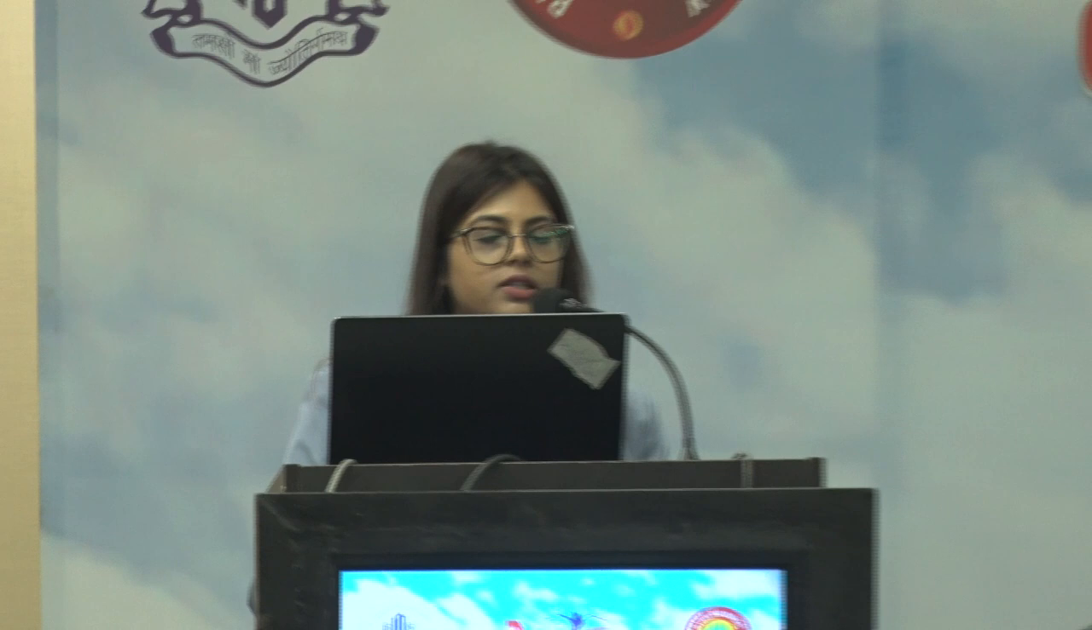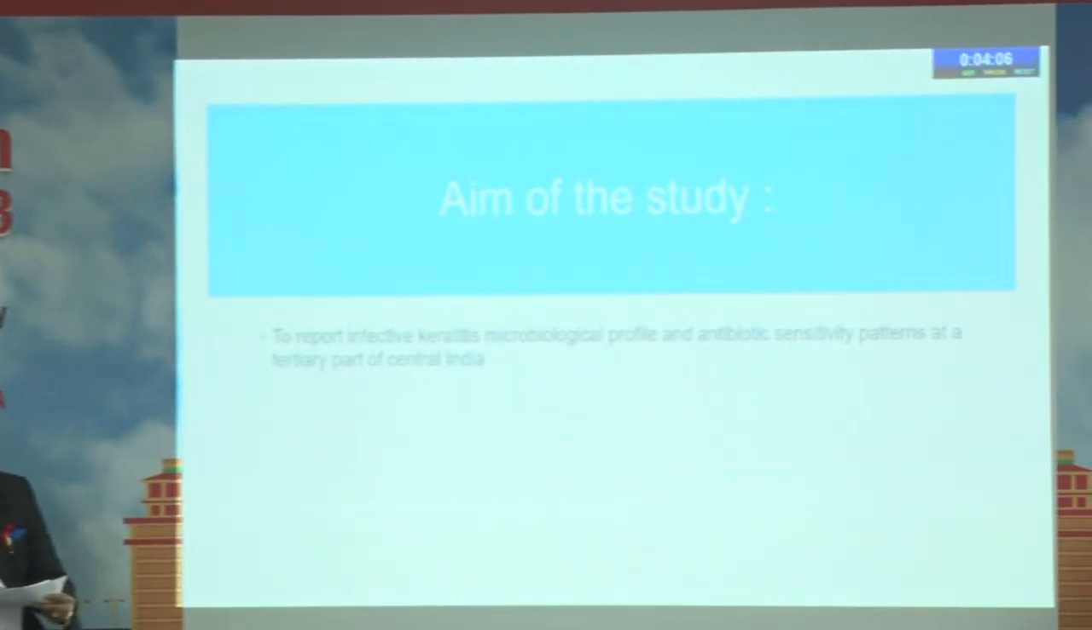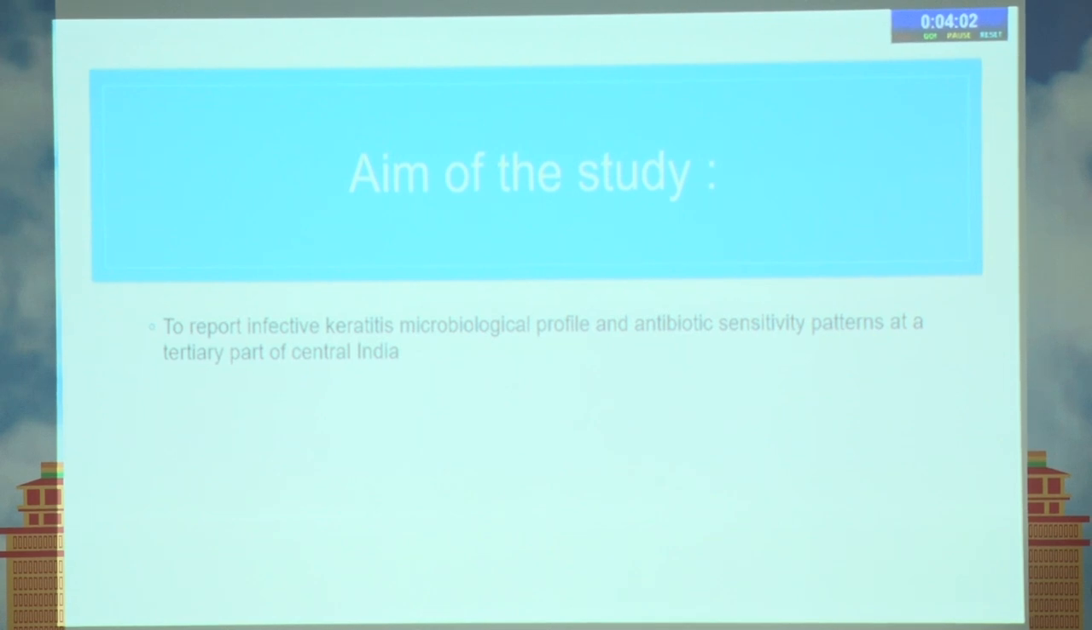It can be caused by bacteria, virus, fungi, or a parasite. There is a regional variation because of the influence of various risk factors and climate. Also, a seasonal variation is seen. So it is important to analyze the recent pattern of etiological agents in a geographical area, and this will help in an evidence-based decision in choosing the appropriate empirical therapy. The aim of the study was to report the infective keratitis microbial profile and antibiotic sensitivity pattern at a tertiary care center in central India.